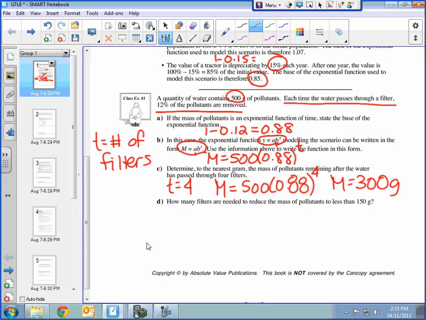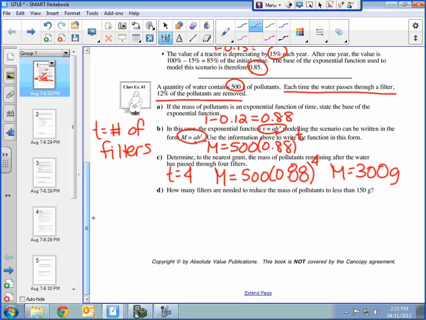Any questions about part C? No. So this next one, if I give you, see how many filters are after, or when it's at 150 grams, how do I do it? Intersect. Yeah, you can find the intersect. So what am I graphing? What's my y1? What's my y2? Okay, I'm going to let you guys do it. So you guys graph this and tell me what to do.